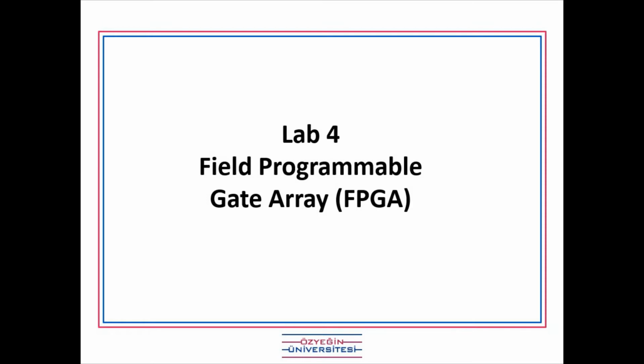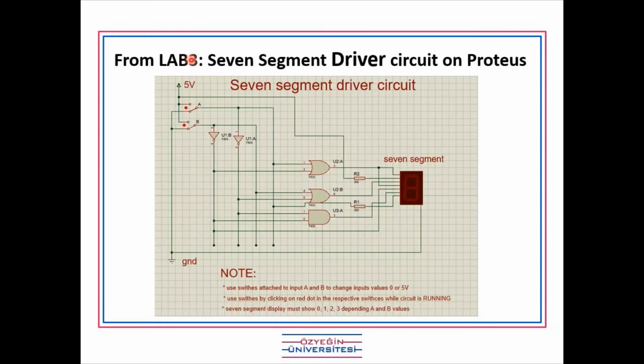Okay, let's continue. We have done this in LAB3. This time we want to do it in FPGA. We want to do the same circuit, a similar circuit. Here we can display only from 0 to 3. In this lab, we're going to display from 0 to 9. That means the inputs A and B have to be 4-bit inputs: A, B, C, D.